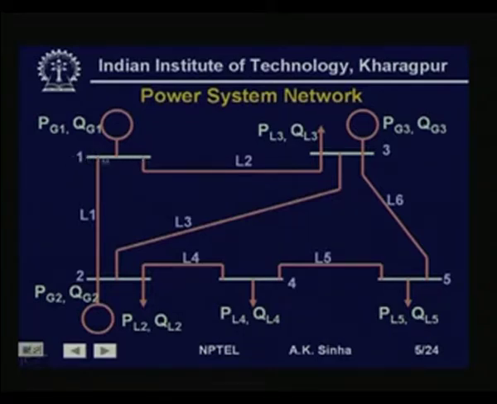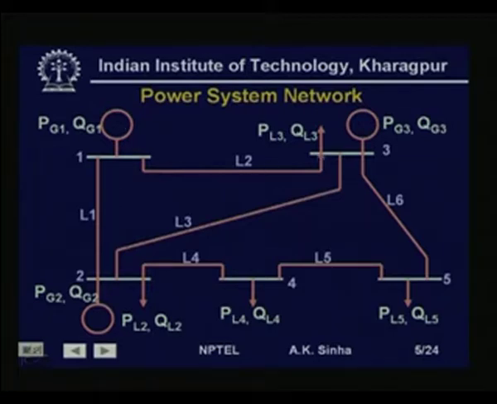This bus 1 has a generator connected to it which is supplying real power Pg1 and reactive power Qg1. Similarly, we have another substation or bus 2 where we have a generator connected which is supplying real power Pg2 and reactive power Qg2 to this bus. Bus 1 and 2 are connected by a line which we are calling line L1.